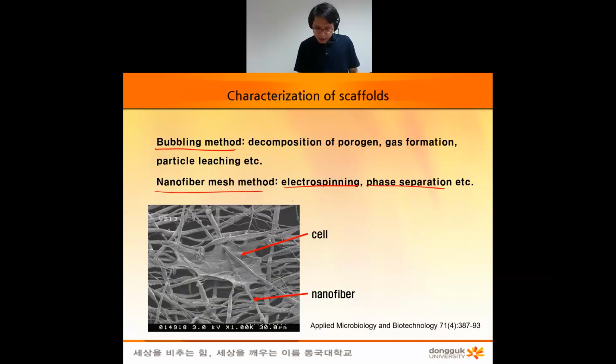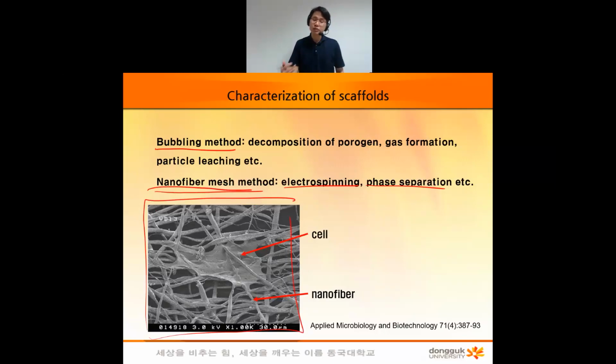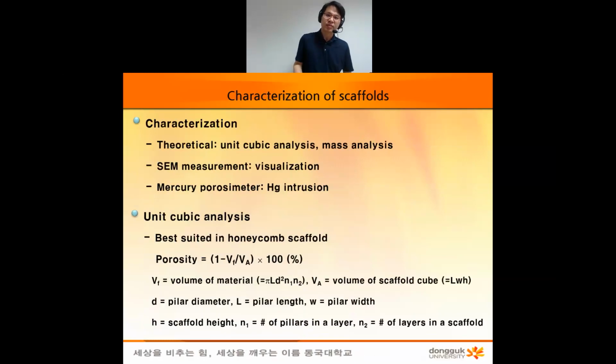This is the SEM image of the scaffold made by nanofiber mesh methods. You can see many nanofibers and a cell attached in between the nanofibers. This is the scaffold, and you can see many pores, although the pores are not regular. Okay, let's think about the characterization methods of the porosity of scaffolds.